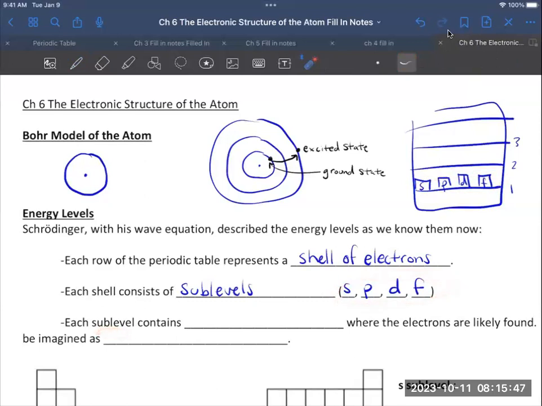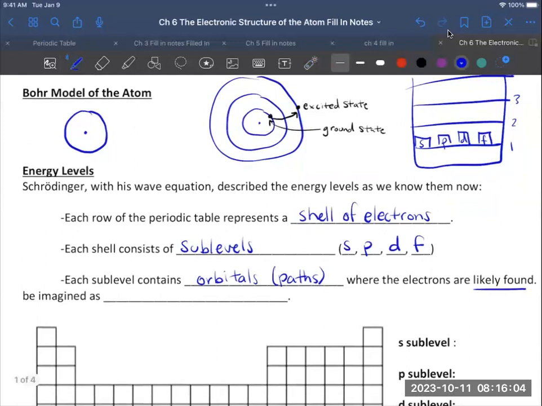Also, each sublevel contains orbitals where electrons are likely to be found. So these orbitals are like the paths that the electrons take as they're orbiting, because as it turns out, they don't actually orbit in a circle. Okay, so again, these can be imagined as like probability clouds. So if I said, hey, find me an electron, you would find electrons more likely in the paths of these orbital paths. So we'll talk about what they look like.